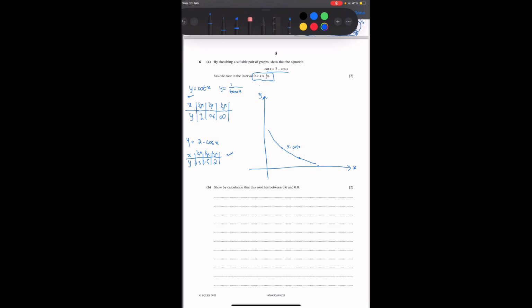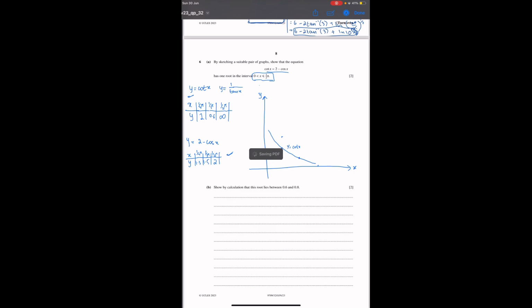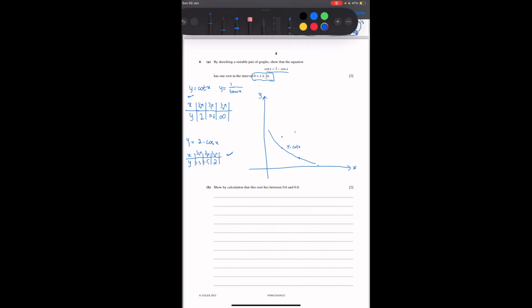And now for this one, 2 minus cos x. At 1 upon 4 pi, it's 1.3, so it's somewhere over here. At 1 upon 3 pi, it's 1.5, so it's somewhere over here. And at half pi, it's 2, somewhere over here. So the graph is somewhat going to be like this, and this is y equals 2 minus cos x. We can clearly see that there is just one intersection point in the interval of x from 0 to half pi. So this is our final sketch.